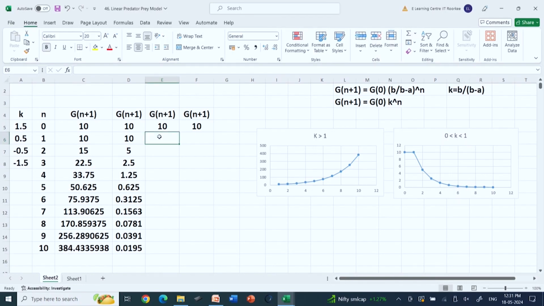The third one is, say, minus 1 less than k less than 0. So again the initial value multiplied by k, which is a constant, to the power n.